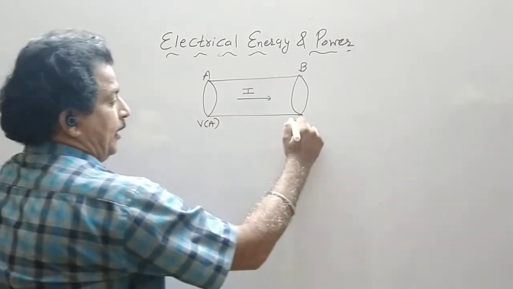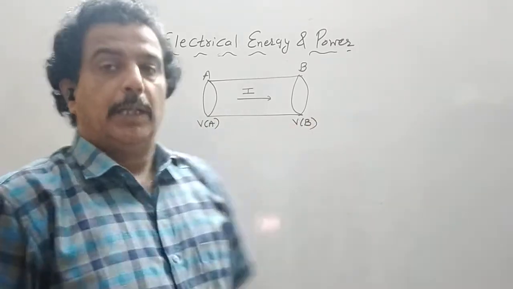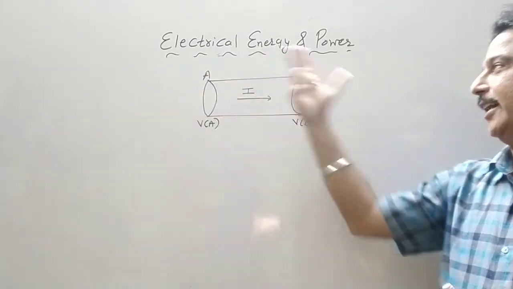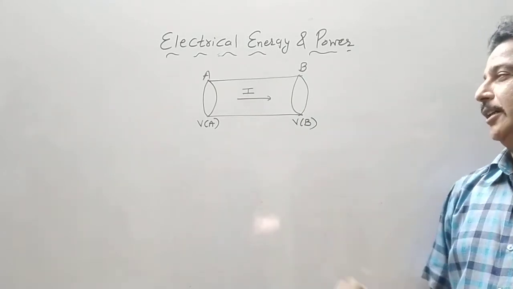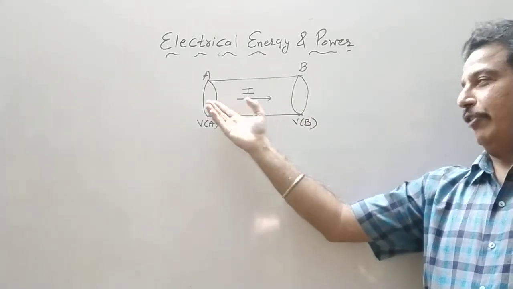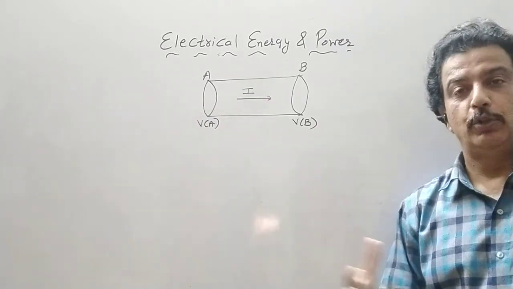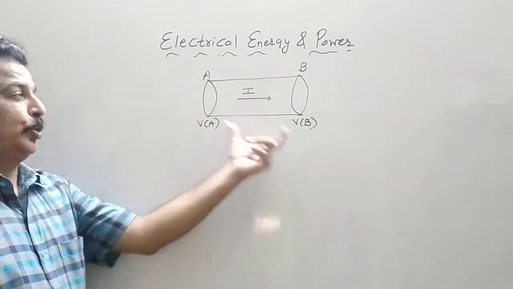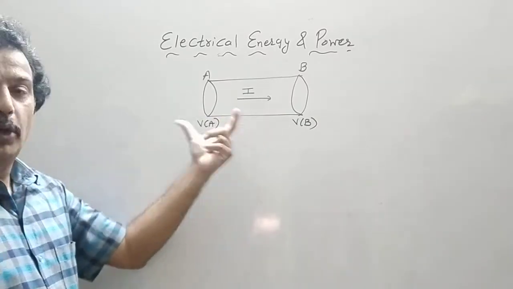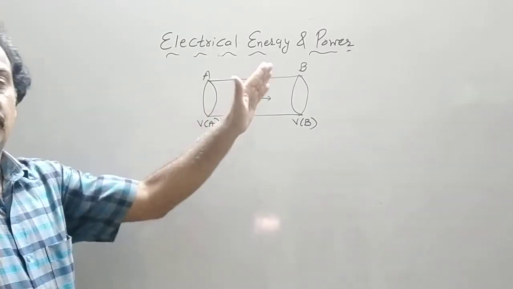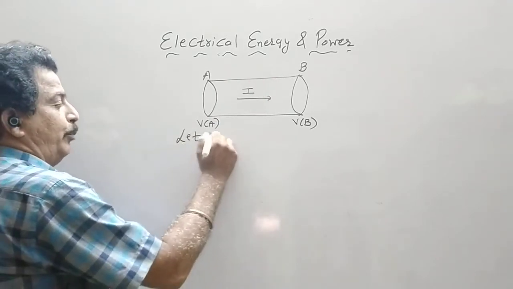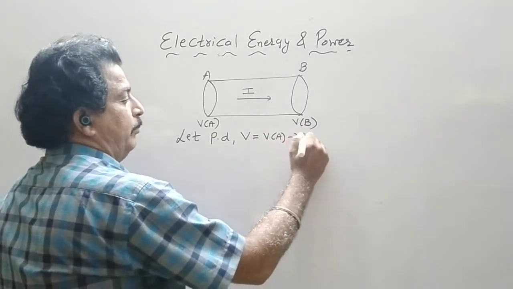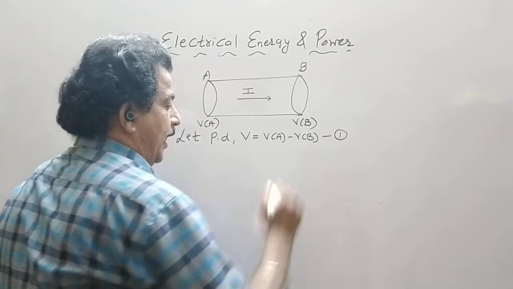Let VA and VB be the potential at point A and point B, or at one end A and the other end B. Clearly, the current is flowing from a high potential to low potential. We know that a current will always flow from high potential to low potential. So there is a potential difference between the two ends due to which the current I is flowing. Let the potential difference be denoted by V, and it is equal to VA minus VB. Let us name it as equation number 1.